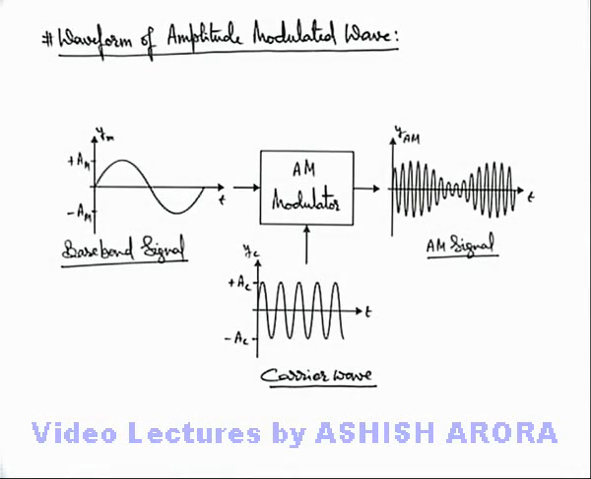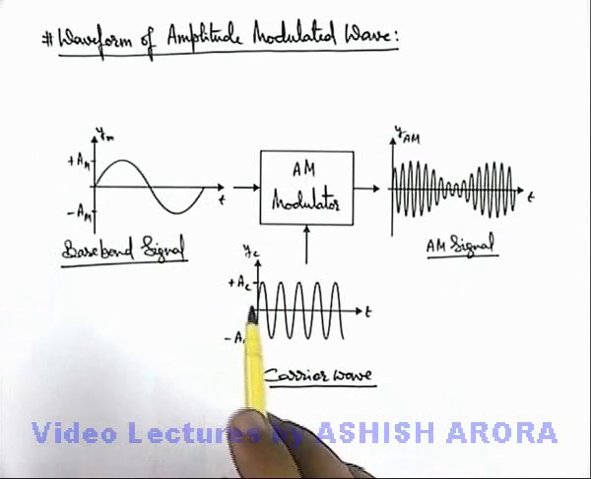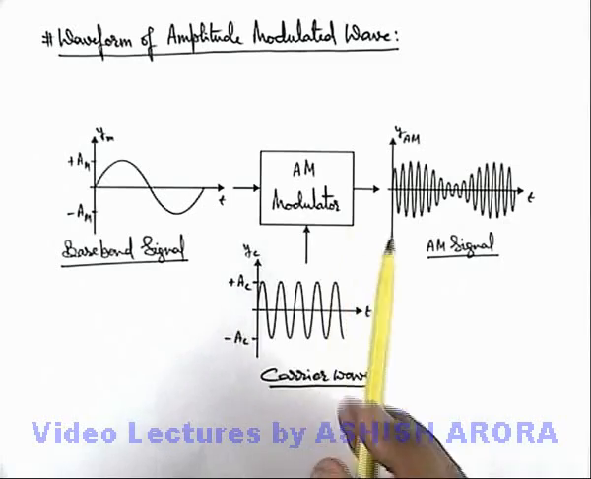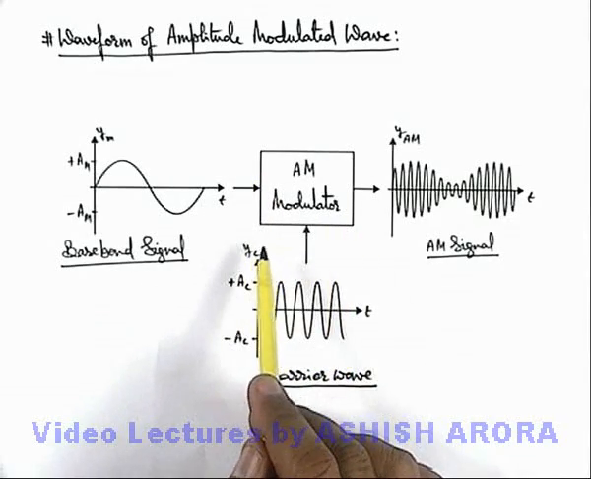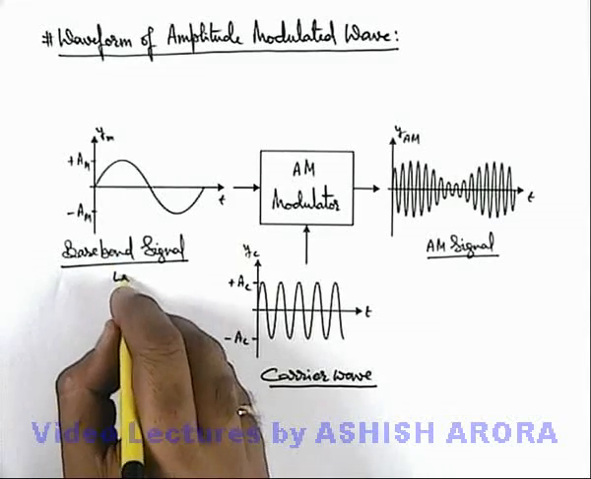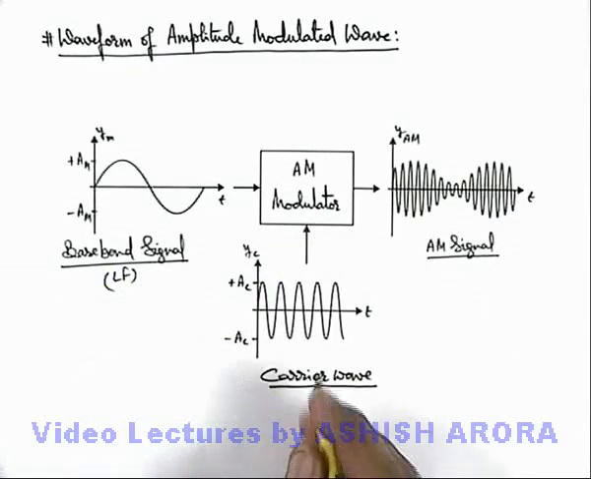Let us now discuss the waveform of amplitude modulated wave. Here we can also understand the process of amplitude modulation. Here, if this is the device which is the AM modulator, in which from one side a baseband signal is supplied, which is a low frequency signal, and it is mixed with the other input of this modulator, that is the carrier wave, which is a high frequency wave.